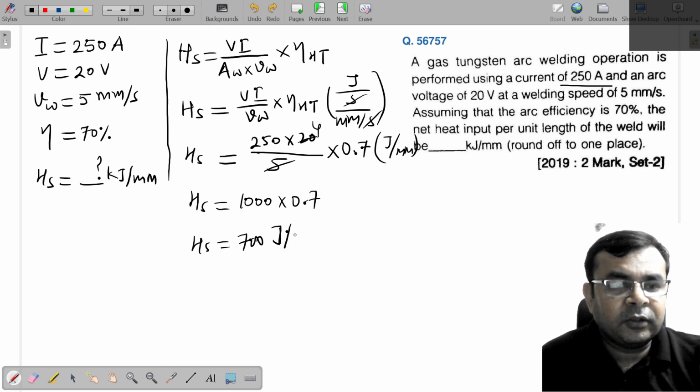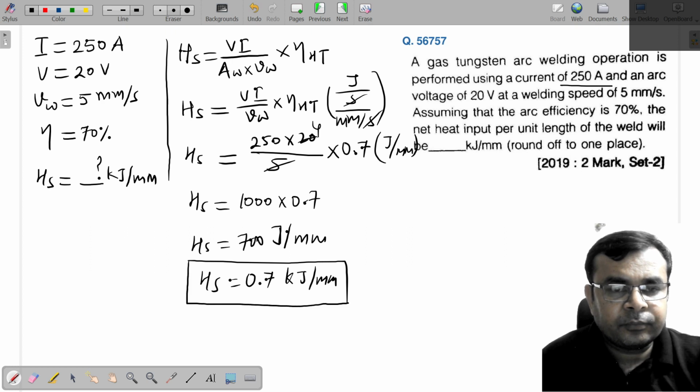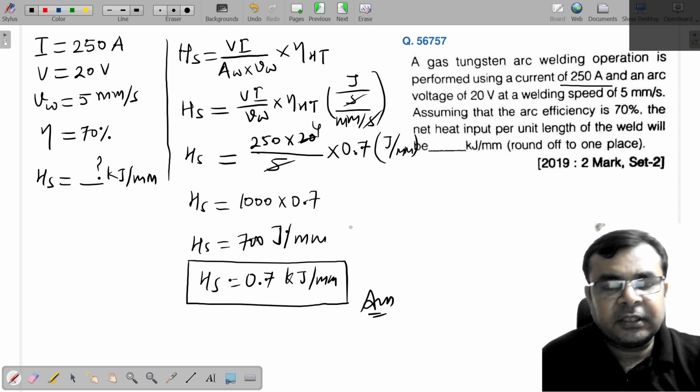And if I talk about velocity, yes, millimeter. So this is joule per millimeter, or you can say 0.7 kilojoule per millimeter. This is the answer. This is the correct answer.